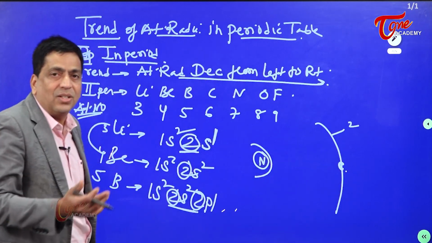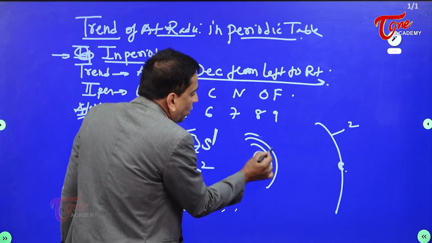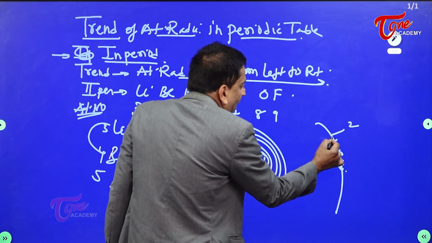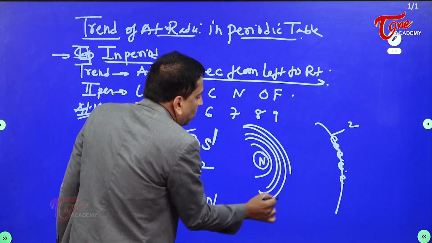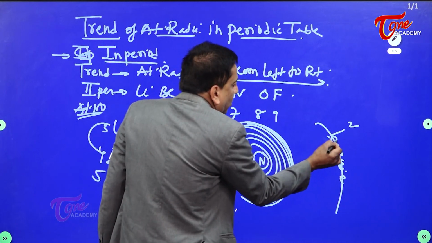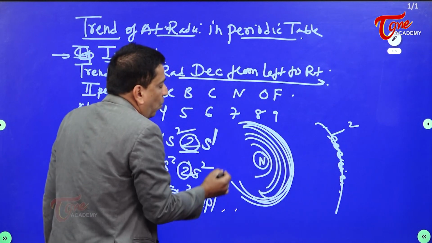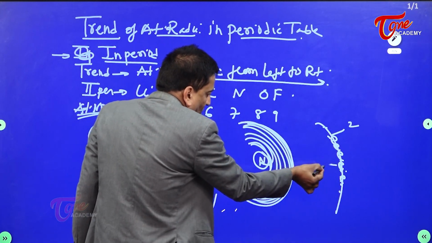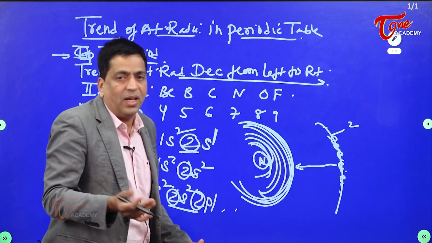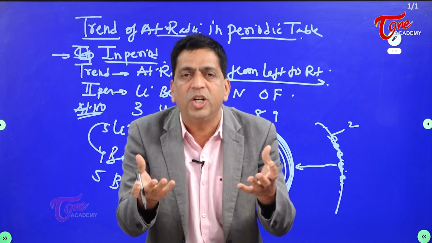The nucleus size is increasing, but the electron is added to the same shell. The electron is added to the same shell. So whenever there is an increase, the force of attraction is towards this side, and the outermost shell is basically pulled inwards, right?